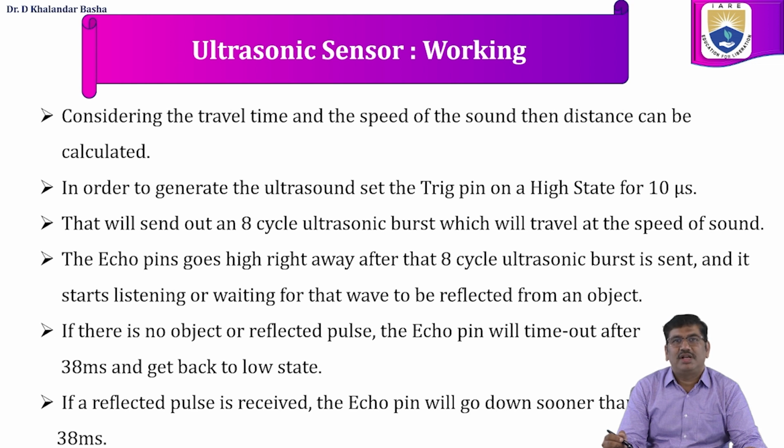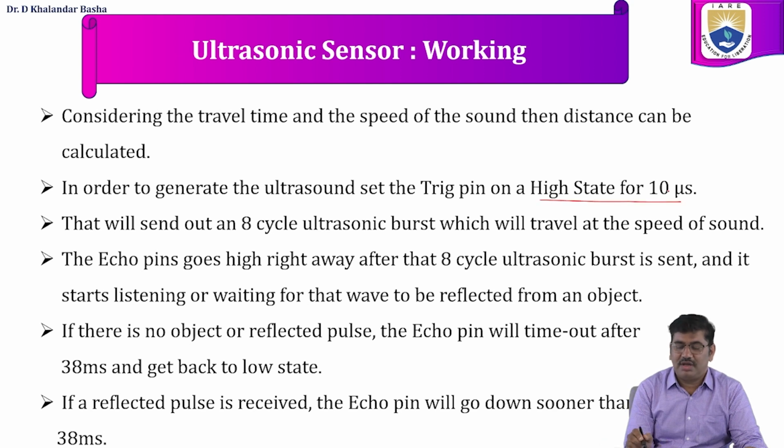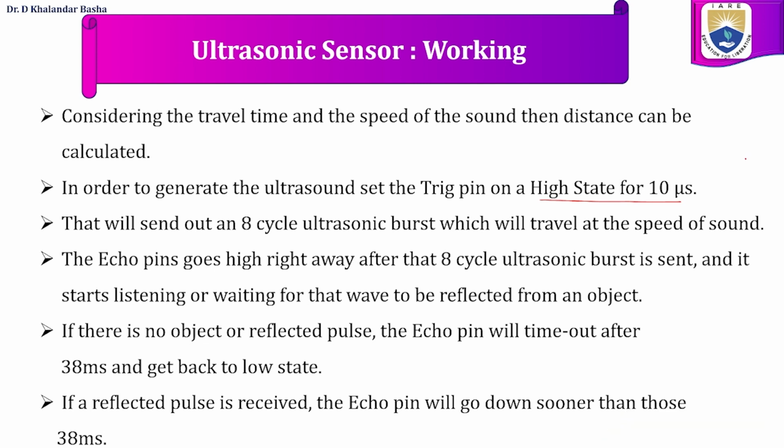In order to generate the ultrasonic, set the trigger pin at a high state for at least 10 microseconds. Then it will send out an 8-cycle ultrasonic burst, which will travel at the speed of sound. The echo pin goes high right after that 8-cycle ultrasonic burst is sent, and it starts listening or waiting for the wave to be reflected from the object.